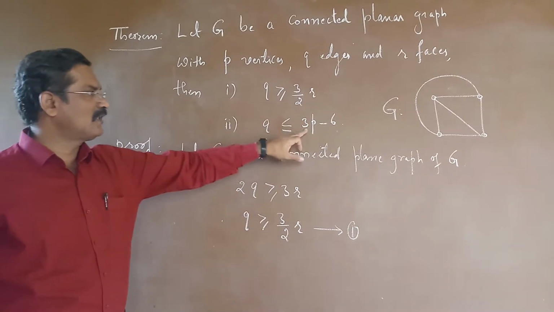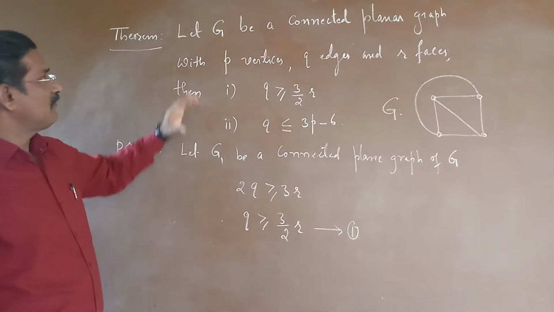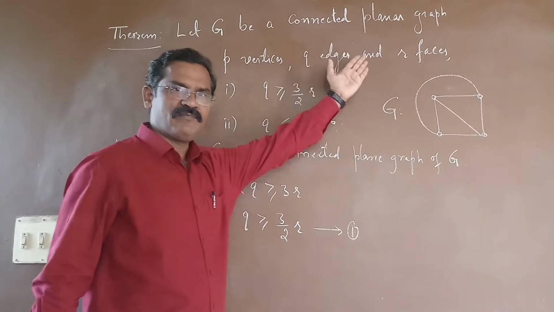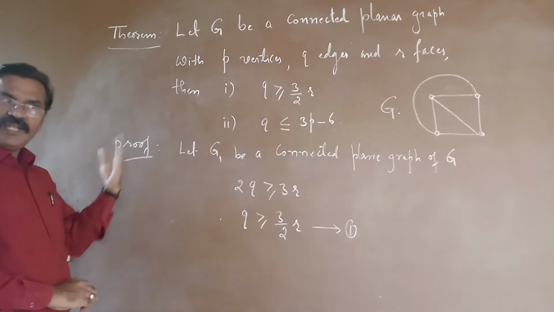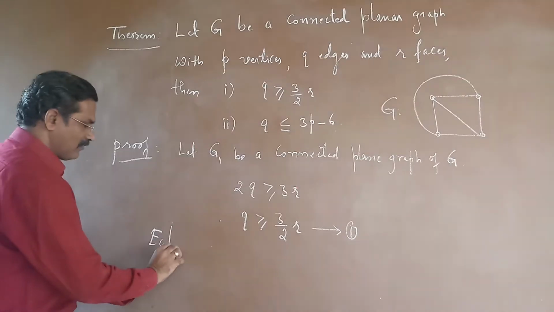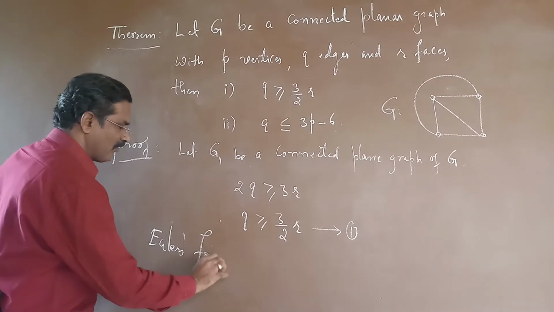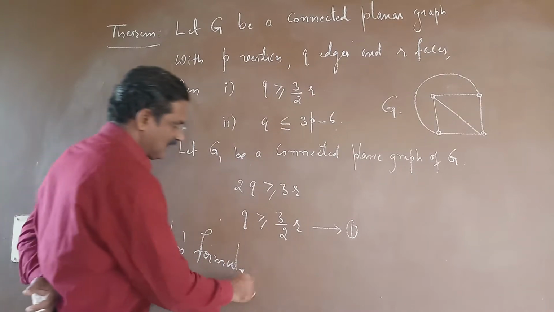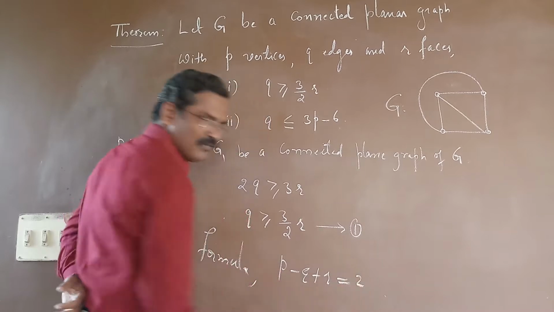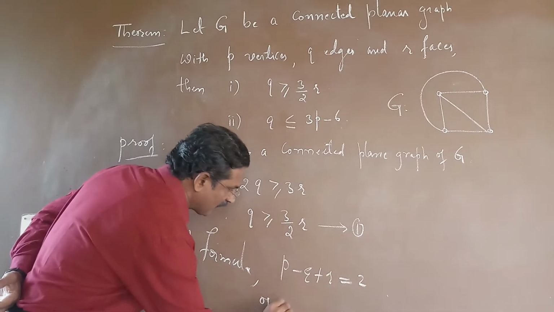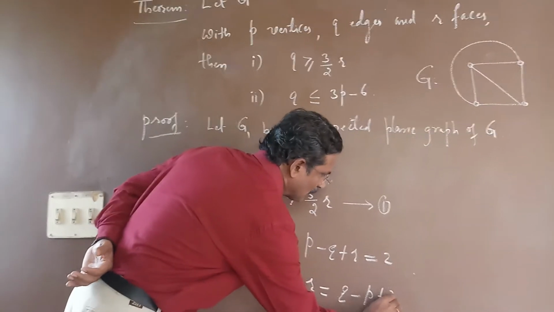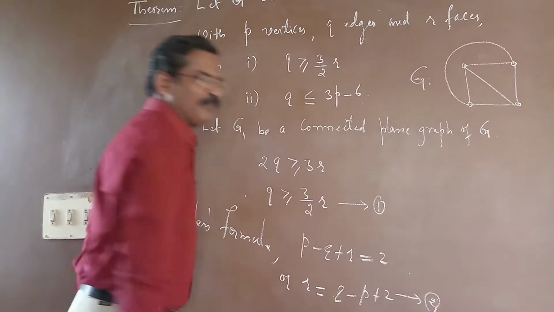Q is less than or equal to 3P minus 6. What is given in the statement? The given statement is G is a connected planar graph. When G is a planar graph, already we know one result by Euler's formula, that is P minus Q plus R equal to 2. Or you can say R equals Q minus P plus 2. Say this as equation number 2.